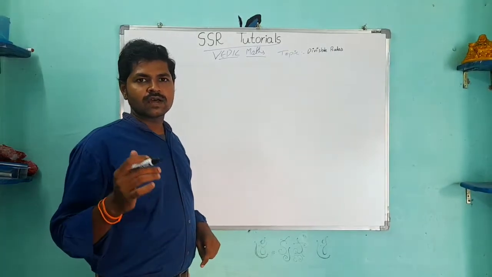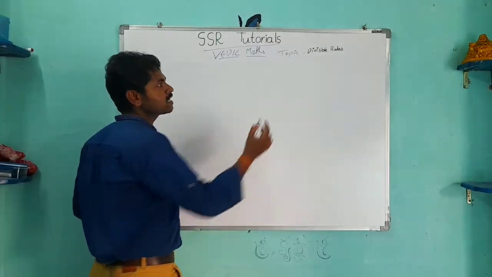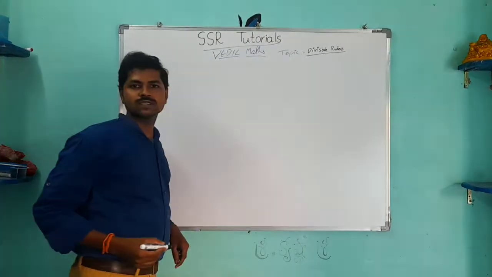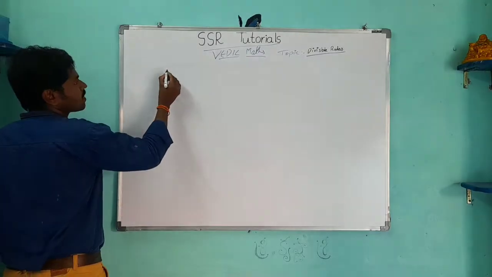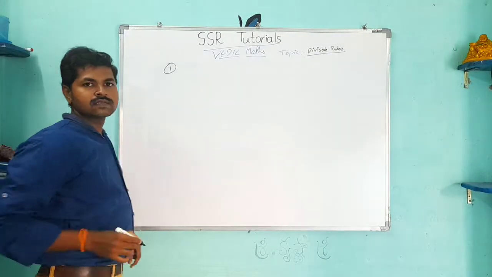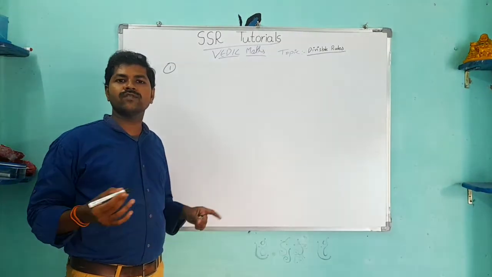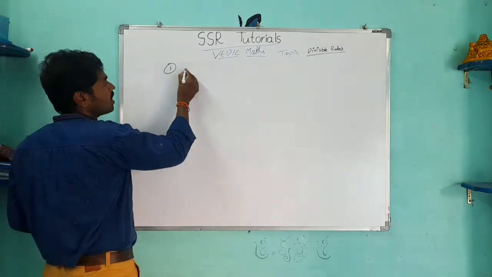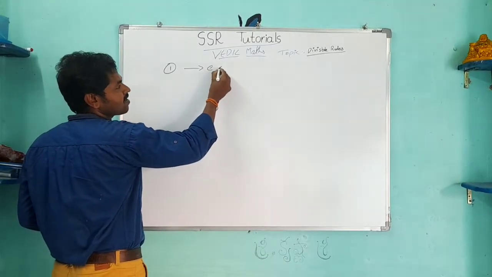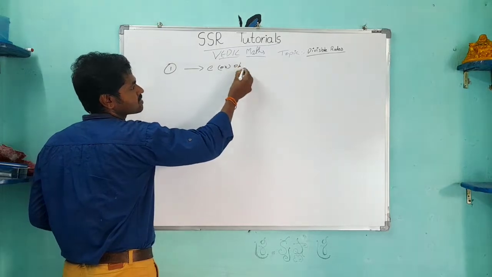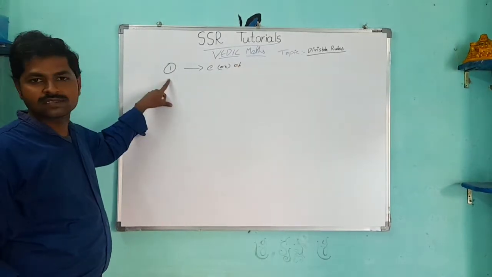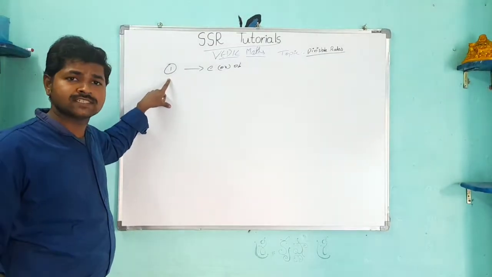Hi. Now I teach you divisibility rules. So first of all, 1. The 1 is a common factor of every number. So all numbers, both even or odd, are divisible by 1. So 1 is the common factor of all natural numbers.